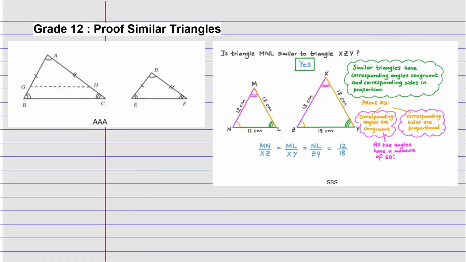So now we're going to move to proving similarity, similar triangles. There are two ways you can prove that two triangles are similar. The first case is when you're proving that.